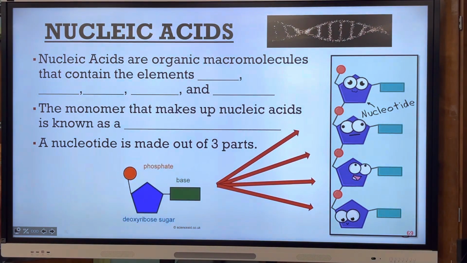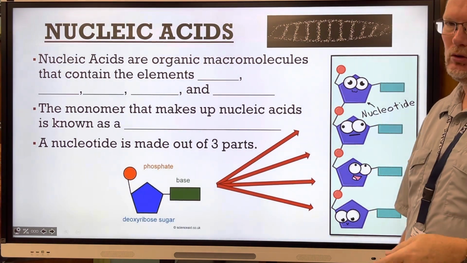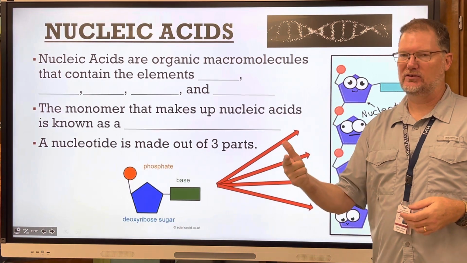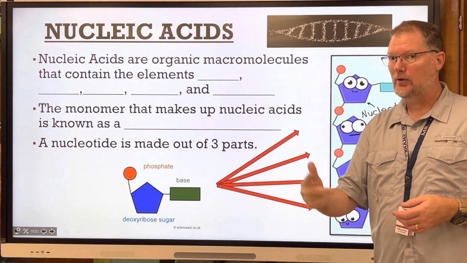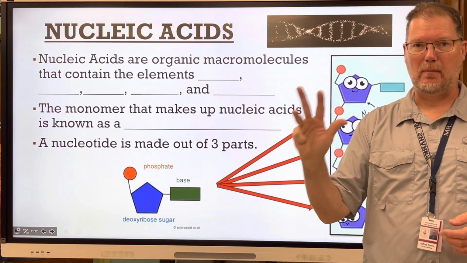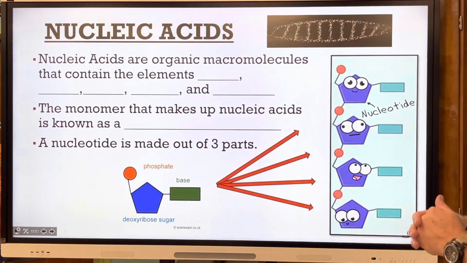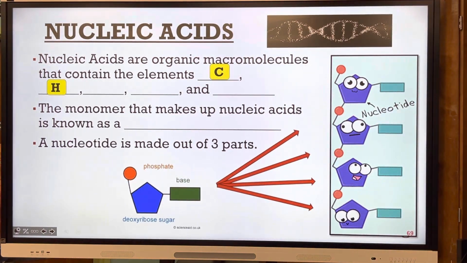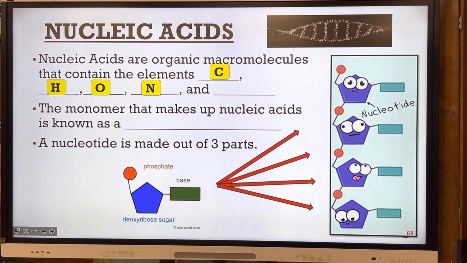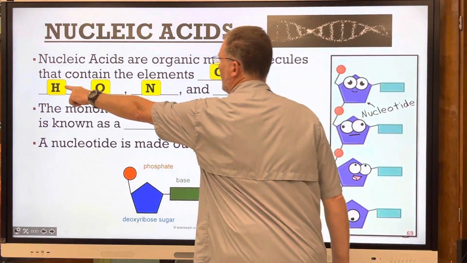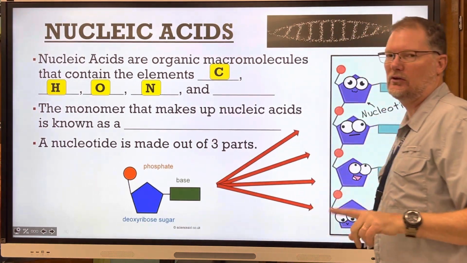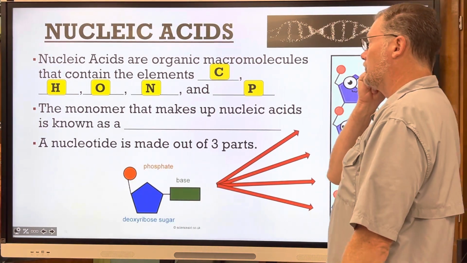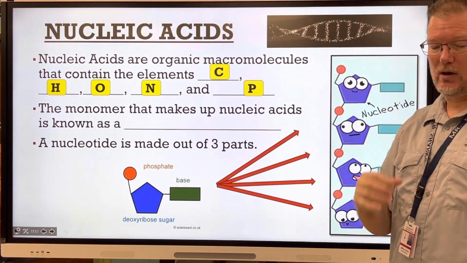All right, and now we're going to talk about the final macromolecule, nucleic acids. So we did carbohydrates, we did lipids, we did proteins, and now we're doing nucleic acids, the 4 macromolecules of biochemistry. Nucleic acids are organic molecules that contain the elements carbon, hydrogen, oxygen, nitrogen, honk, right? And phosphorus. Phosphorus is the extra one that occurs in this macromolecule.